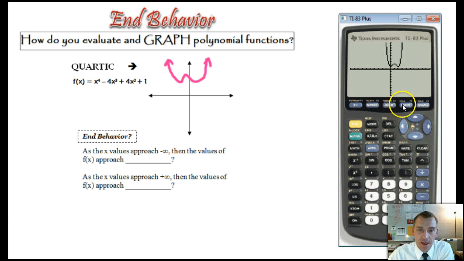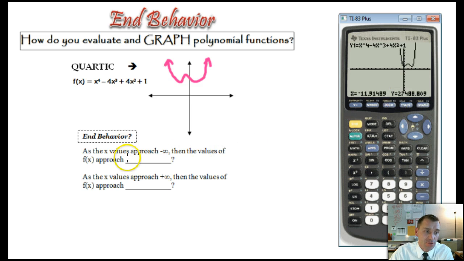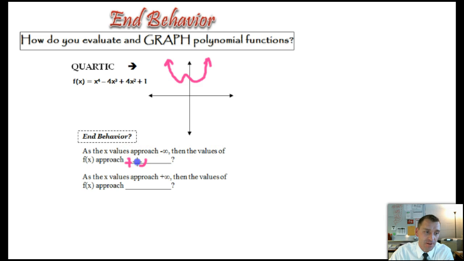So, bottom line is this. As you see, as I trace these things and I go to the left, as my x values get more negative, more negative, as I approach negative infinity, look what's happening to my y values. Whoa, they're getting really huge. So it's approaching positive infinity. So that's the end behavior of that one. On the right side of the graph, oh look, it's positive infinity as well.